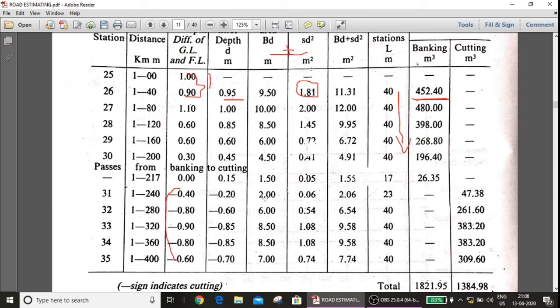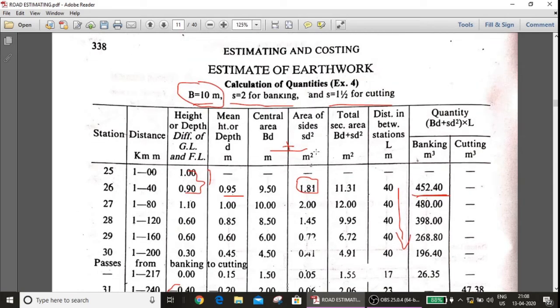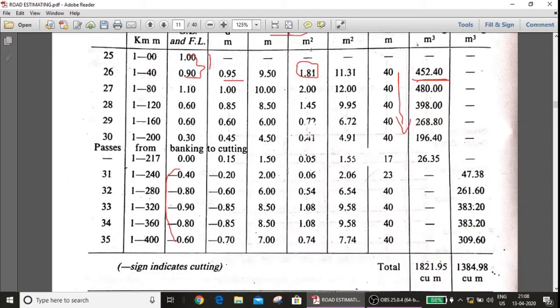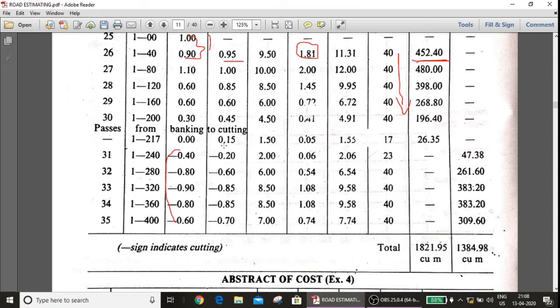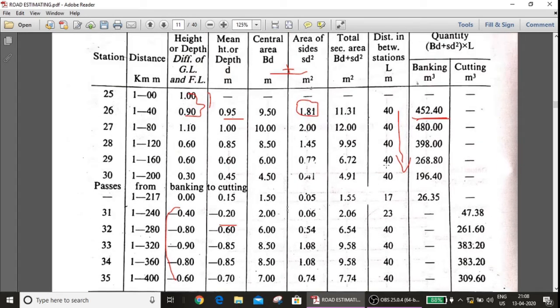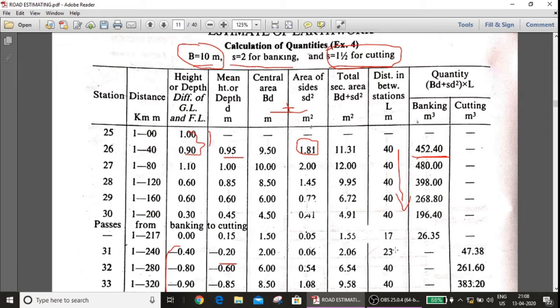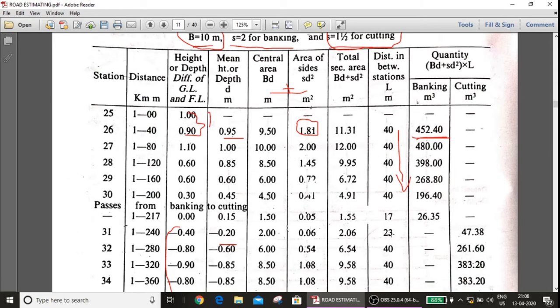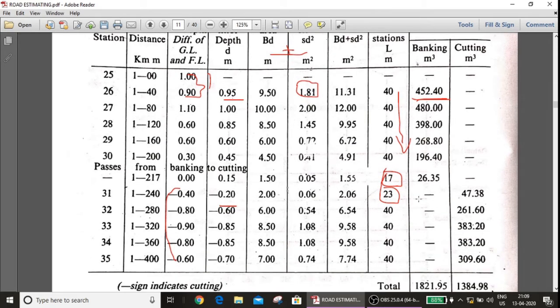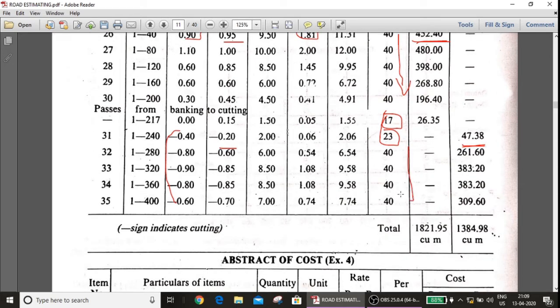Then 0.20, then B into D. Here S is equal to D square, but the value of S is taken as 1 and a half. S into 1 and a half into D square. What is D? This 0.20. Then again the procedure is the same. 17. This 31 is the distance between the stations from the last station, this is 17 and this is 23. Here you have to be careful. 23. Then for cutting, 47.38. Then the same procedure follows.